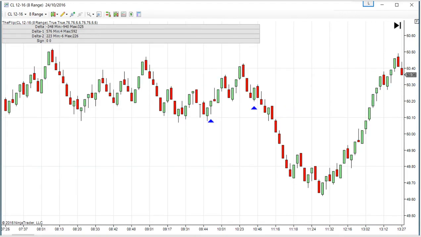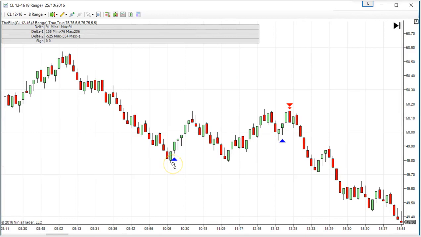So what day was that? That was the 24th. Okay, so this is the 25th, the next day. You got this little buy here, works out. This little buy worked out. Then boom, you get a sell signal here a few minutes later. And again, it's a nice 50, 60 cent move.